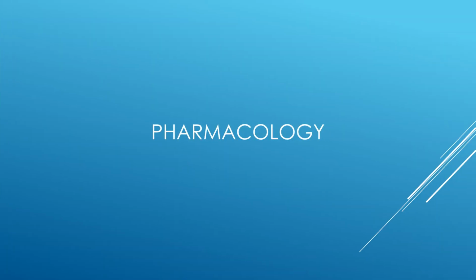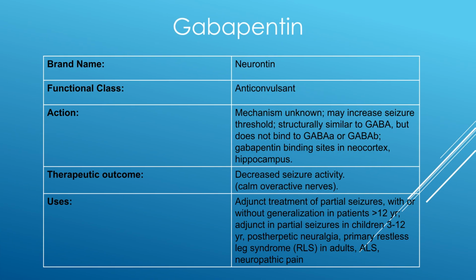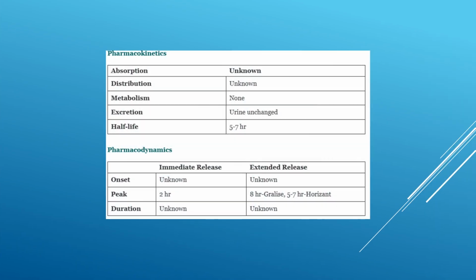Let's now shift our focus to pharmacology related to sensory perception disorders. We will specifically look at the drug gabapentin, an anticonvulsant often used for neuropathic pain. This image provides a general overview of the mechanism of action, therapeutic effects, and nursing considerations for gabapentin. It's a key medication in managing neuropathic pain.